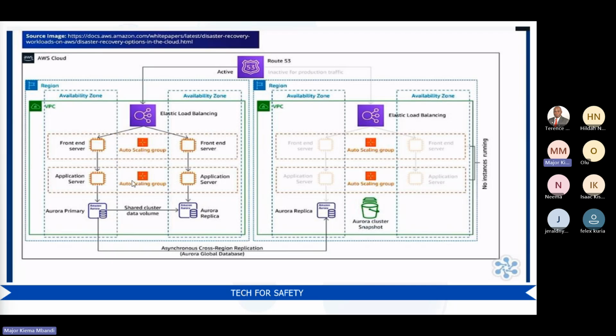So the DR region is always ready, but inactive. They're not running, but in case of anything being initiated, the DR region can be activated. So it's not active, it's inactive but ready to be started, let's say, when a failover happens.